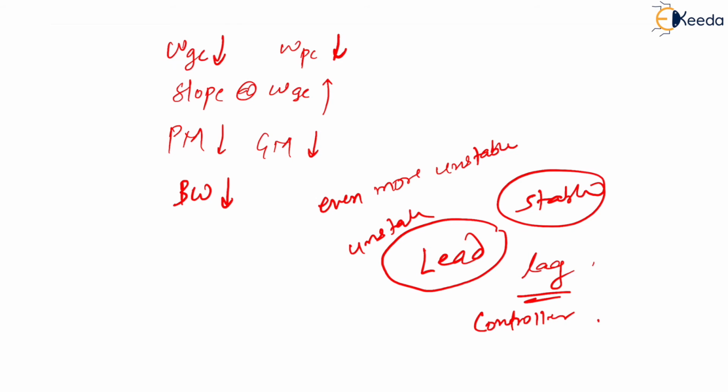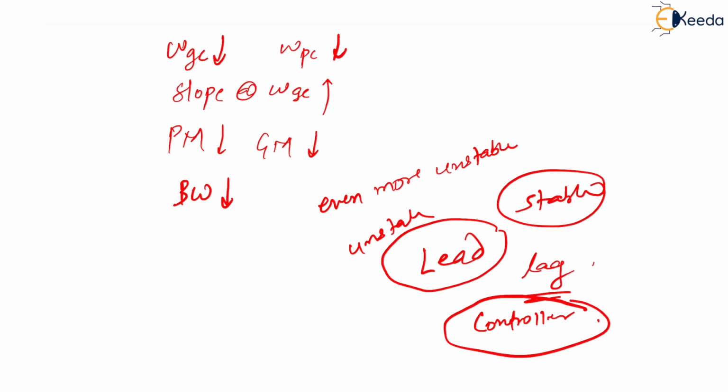So lag compensators are usually used to reduce the steady state error, right? I cannot show you that here, but I will show you that in our next topic, which will be controllers for sure. So this was about the lag compensator.